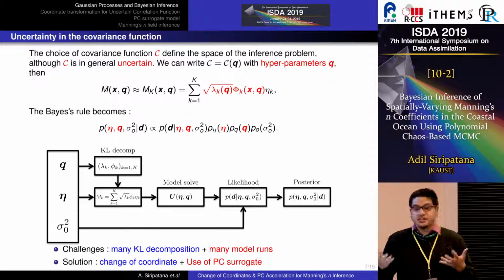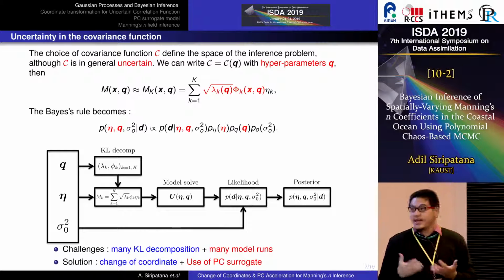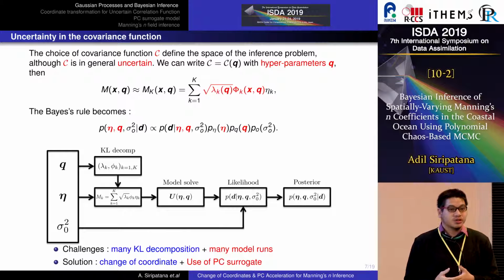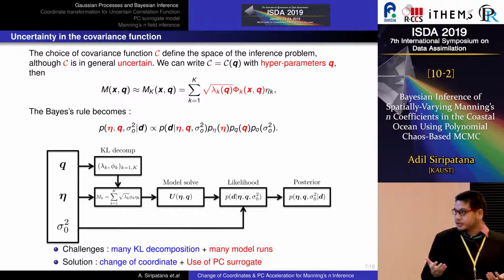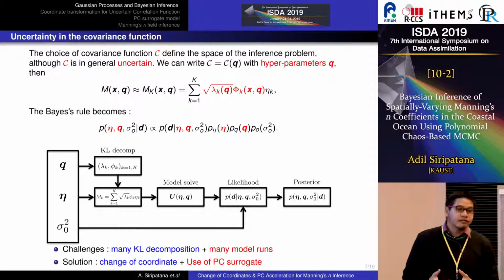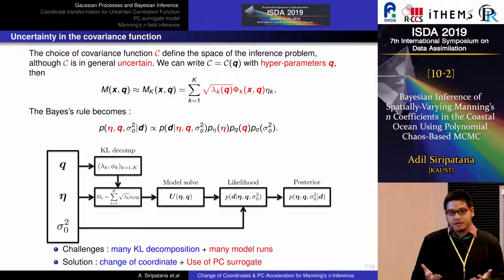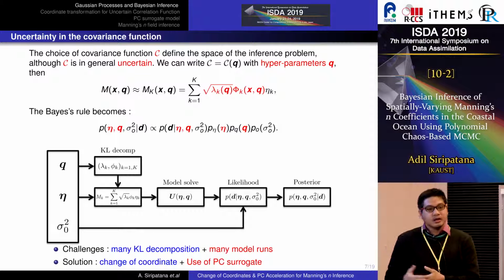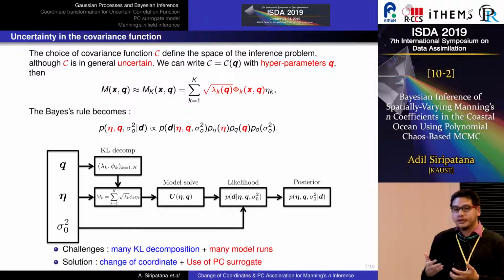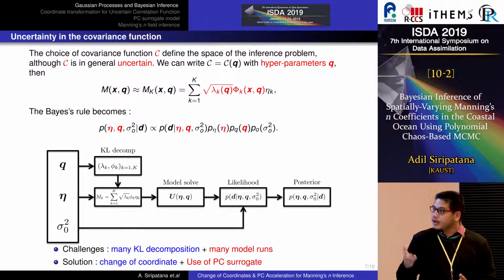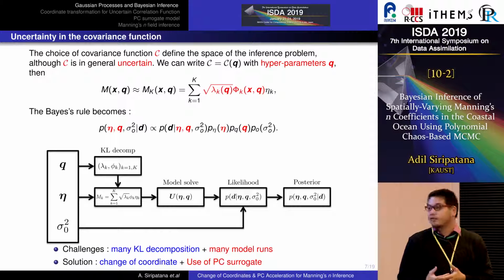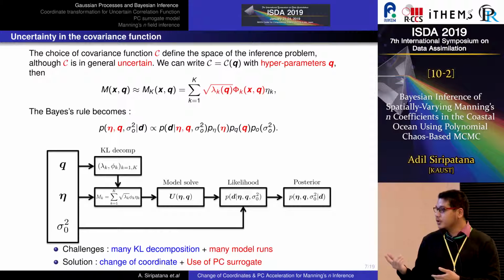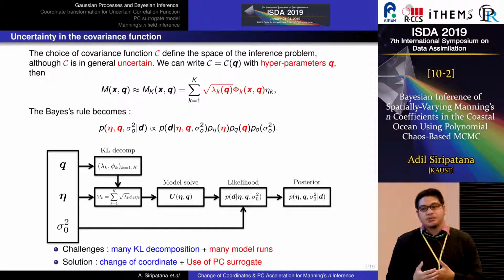Then we have the new Bayes rule where we try to infer eta, which is the coordinates, and also Q, which is the hyperparameter. This diagram shows how we do this. To sample the posterior, we start from sampling Q, the hyperparameters. From these hyperparameters, we obtain the eigenmodes by decomposing the covariance. Then we sample eta, the coordinates, and we can build the field from this KL expansion. Then we integrate this into the model, use it to compute the likelihood, and then we get the posterior.